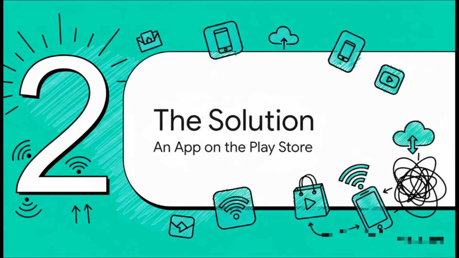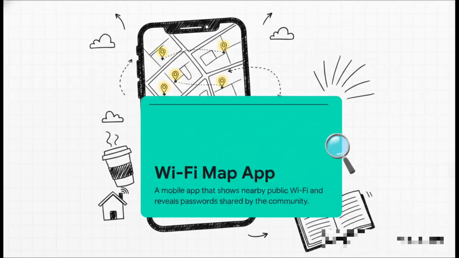But what if I told you there's a surprisingly simple fix for this exact problem? And yeah, it's just sitting there waiting for you in the App Store. The whole solution revolves around this type of app, often called a Wi-Fi map. And the idea is actually kind of genius. It's basically a map built by a whole community of users who shared the passwords for public Wi-Fi spots. Think hotels, cafes, that kind of thing.